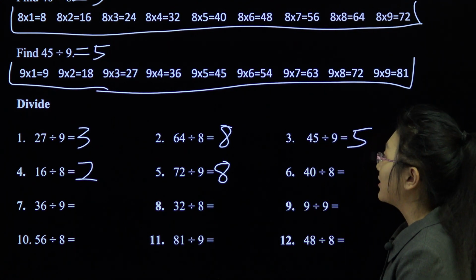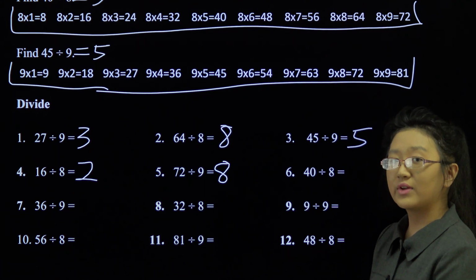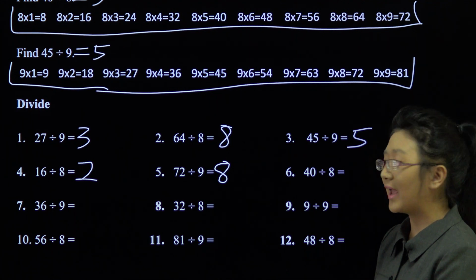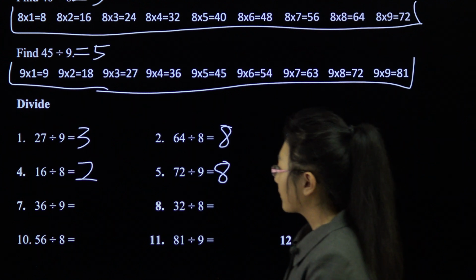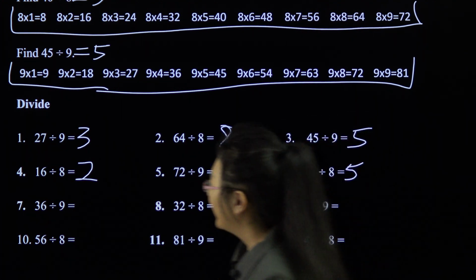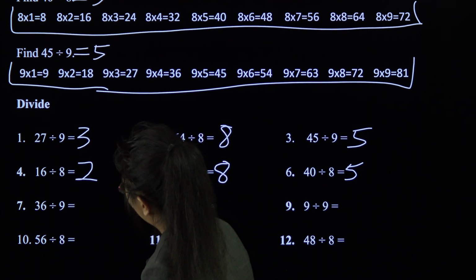40 divided by 8. It's also already done, but 8 times 5 equals 40. So 40 divided by 8 equals 5. Oh, 8855. Anyhow. Oh, there's some magic going on here.